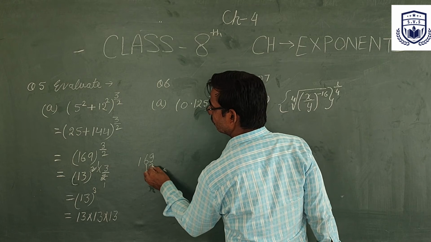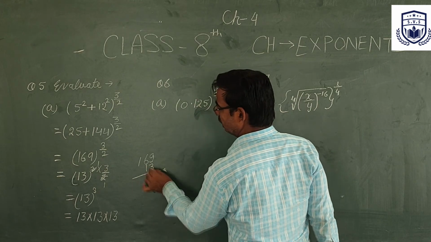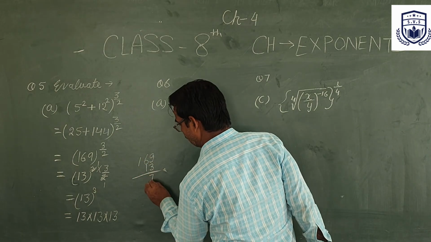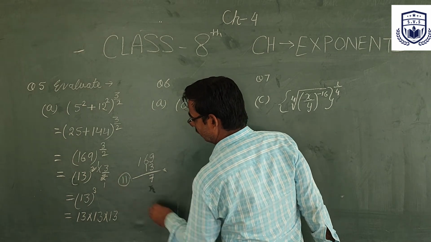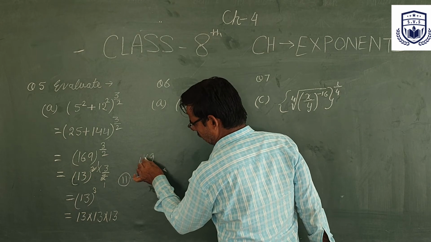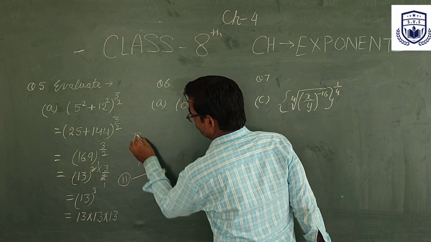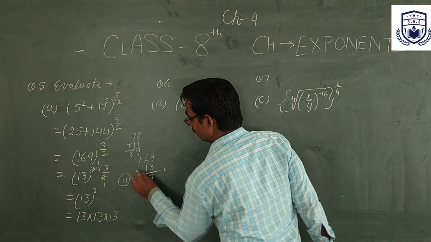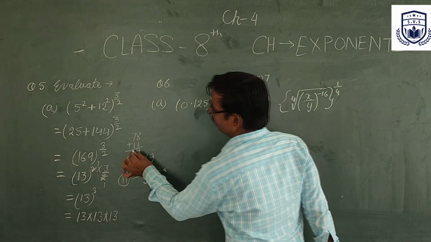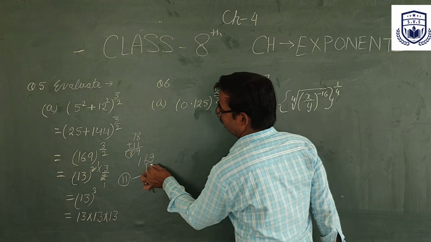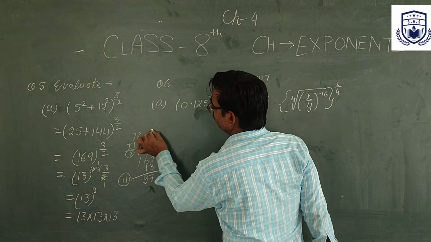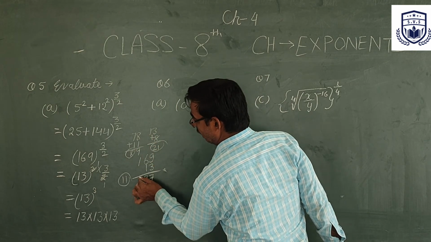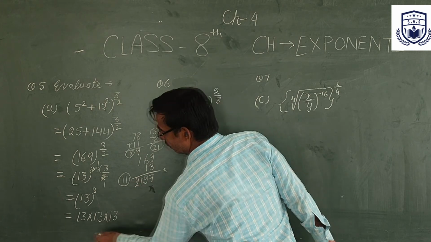Now, 39, 117. And remaining 1. 13 times 6, 78. Plus 11. 9, 8, you will write here, 9, remaining 8, 13, plus 8, you will get 21, you will write here, 21.